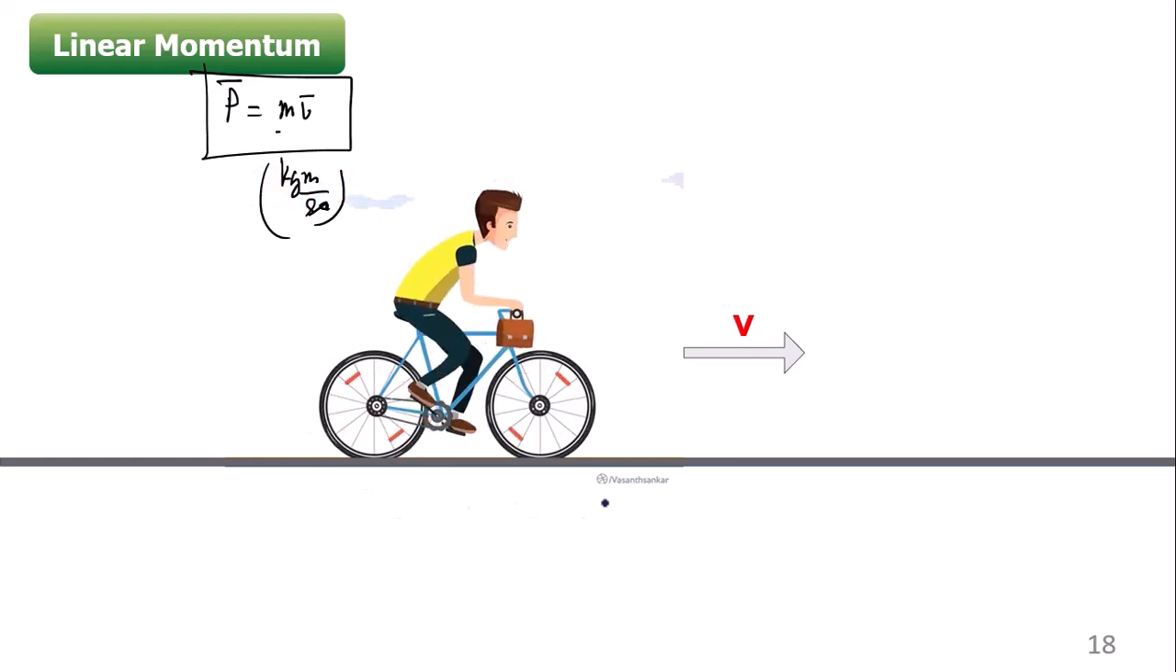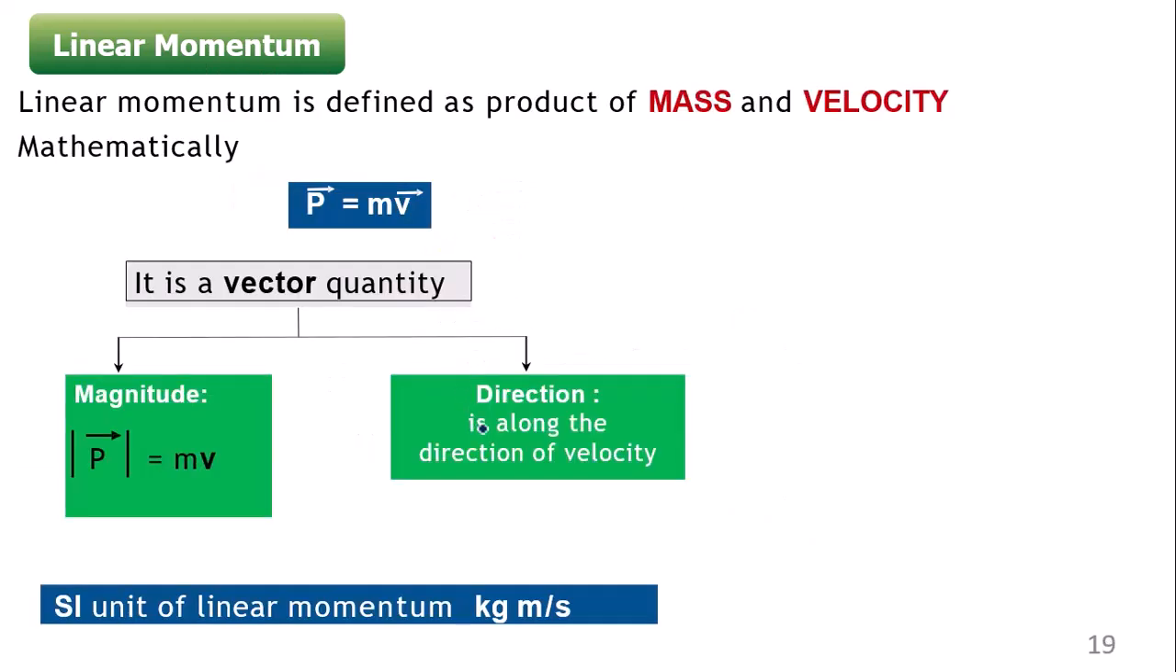If the particle is moving towards the right with velocity v, then the momentum p vector is equal to m into v. If it is moving towards the right, p is positive. If it is moving towards the left, p is negative. So depending on the direction of the velocity, the momentum is either positive or negative. The direction is always along the direction in which the particle is moving. The SI unit is kg meter per second, and the magnitude is m into v.